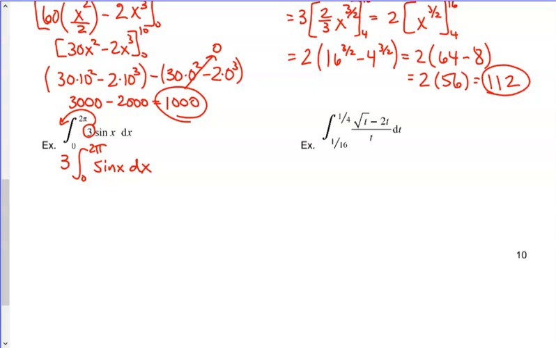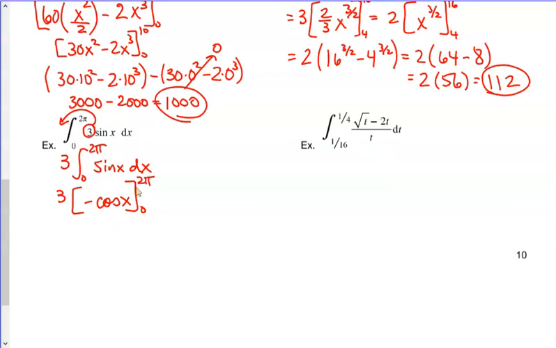Now, what function did we take the derivative of to get sine? Well, it had to be cosine, but when I take the derivative of cosine, it's negative sine. So therefore, the integral of sine is going to give me a negative cosine answer. So I need negative cosine of x that I want to evaluate at 0 and 2 pi.